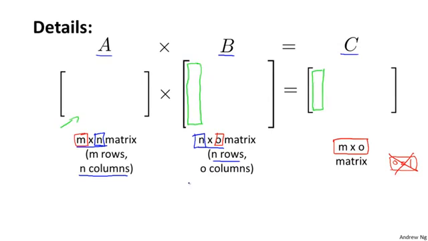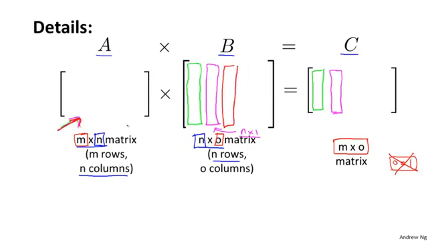Then I'm going to take the second column of B. This is another n by 1 vector, an n-dimensional vector. I'm going to multiply this matrix with this n by 1 vector. The result will be an m-dimensional vector, which we'll put there, and so on. Then I take the third column, multiply it by this matrix, and I get an m-dimensional vector, and so on until you get to the last column, where the matrix times the last column gives you the last column of C.